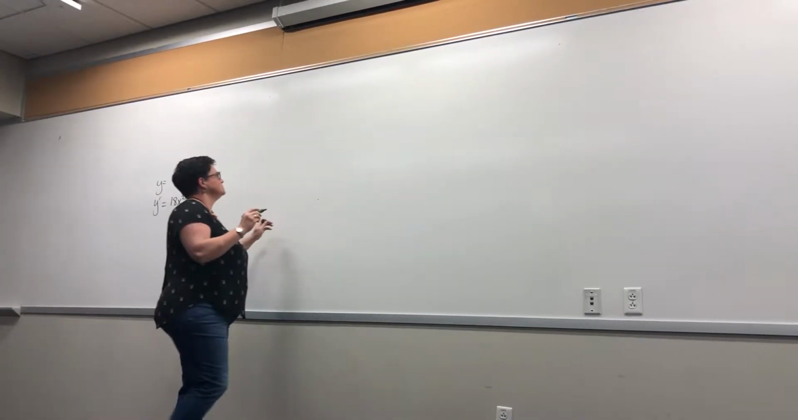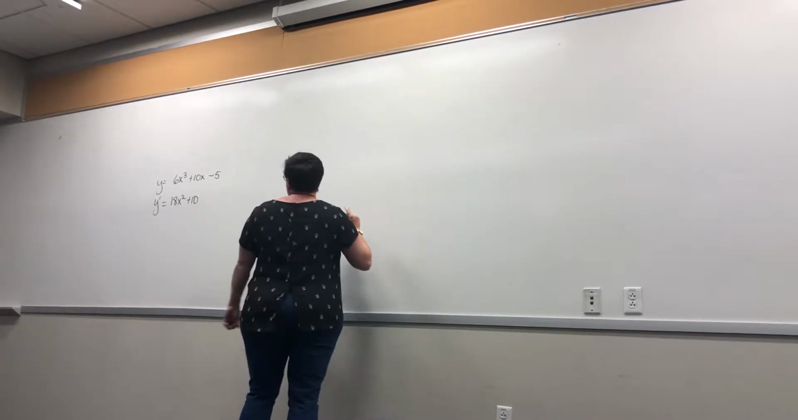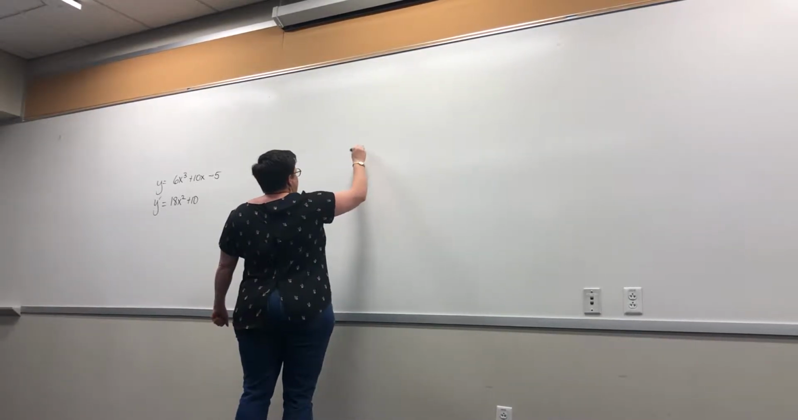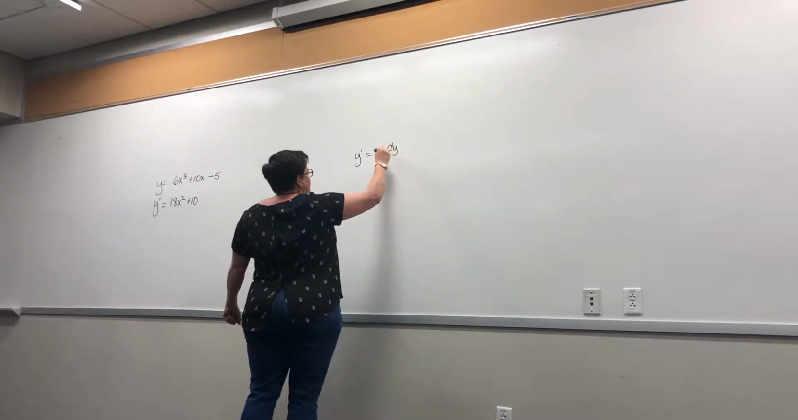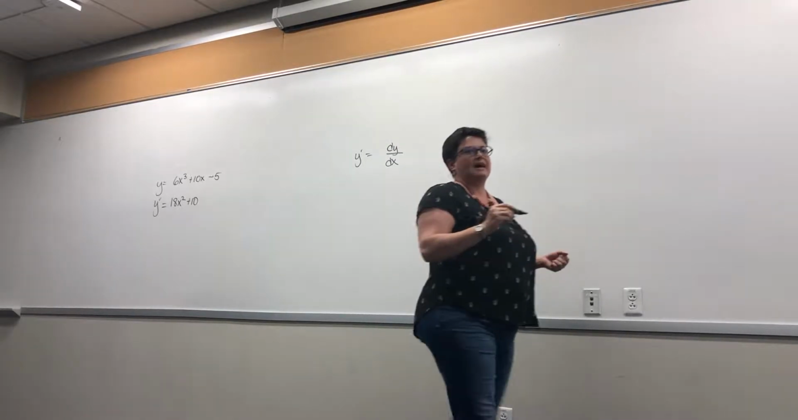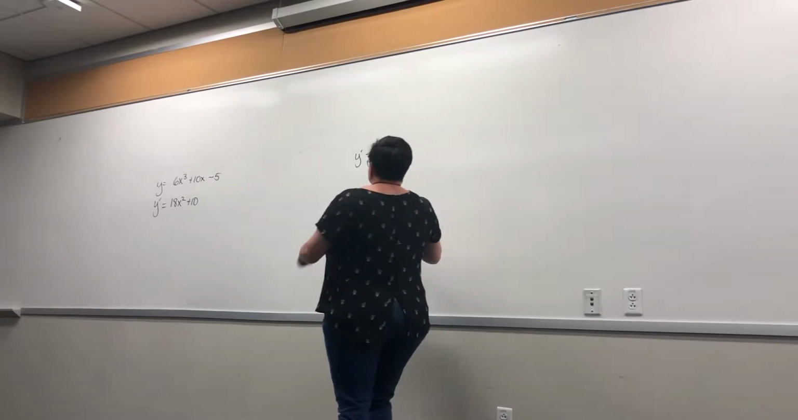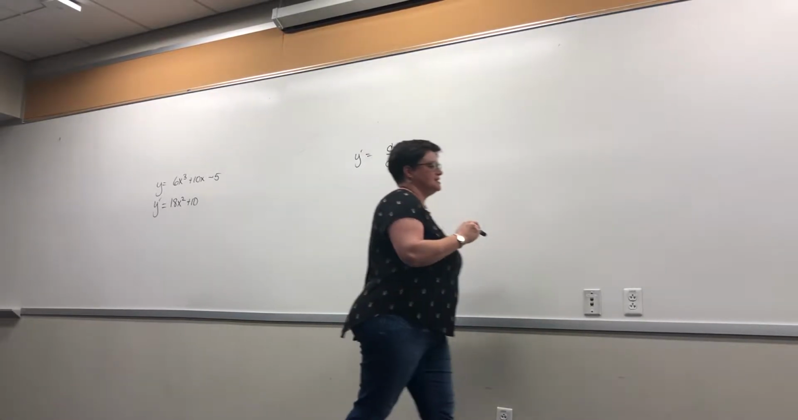Let me rewrite this. And I want you guys to just watch me for now. There will be time to write it down in a second. y prime is the same as saying the derivative of y with respect to x. I don't put it very often on the board, but it means that. You guys know that, right? Okay, so instead of y prime, I'm going to use dy dx.